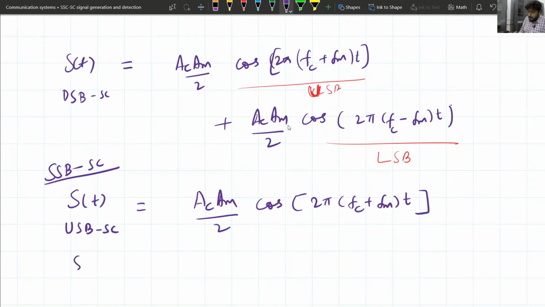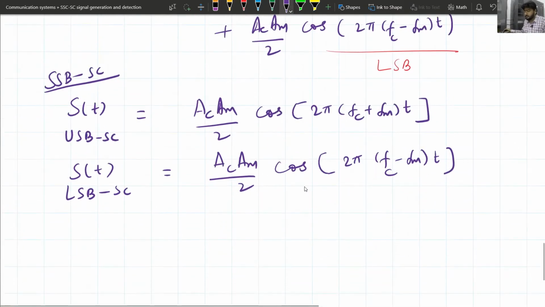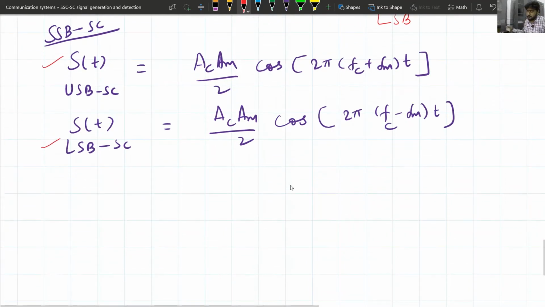And similarly, the lower sideband suppressed carrier is A_C into A_M by 2 into cos 2π(f_c − f_m)t. These are the equations. So we can transmit either of the signals. So continuing with the mathematical analysis of SSBSC signals.